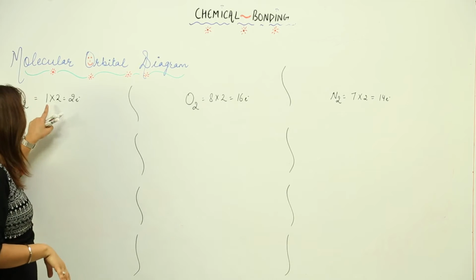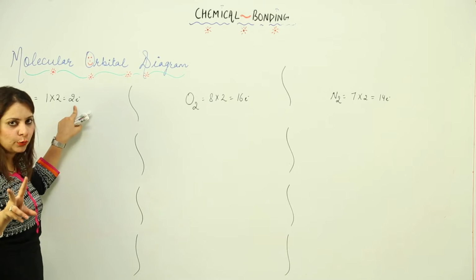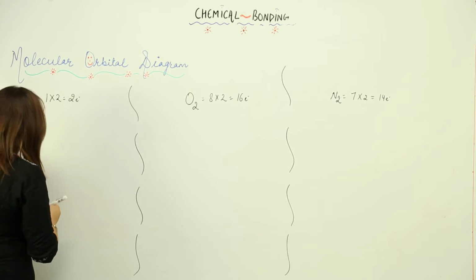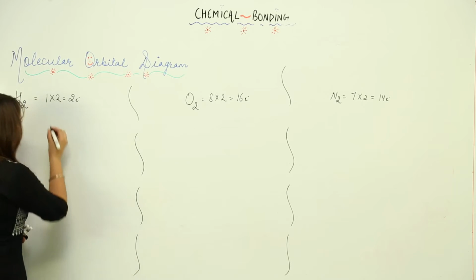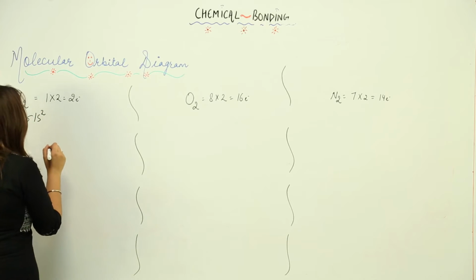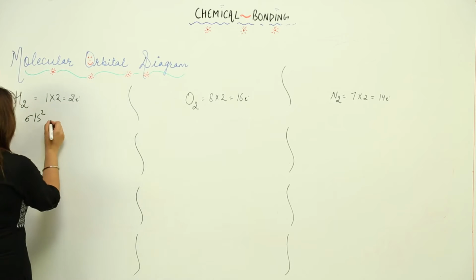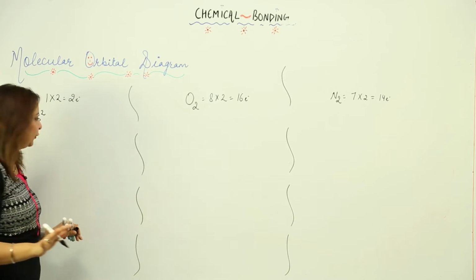So this is what I have done for you. Atomic number 1 into 2. So that means how many electrons? 2 electrons. Now I will write the configuration. It is sigma 1s2, only sigma 1s2 we are left with, because 1 into 2 is 2. So there is no other electronic configuration.